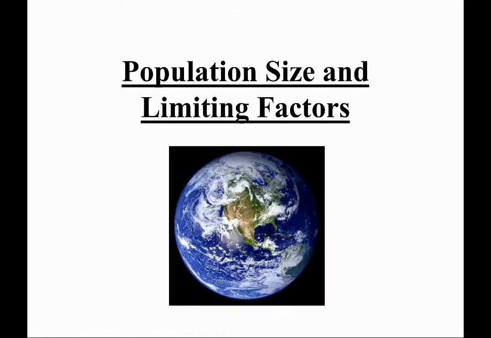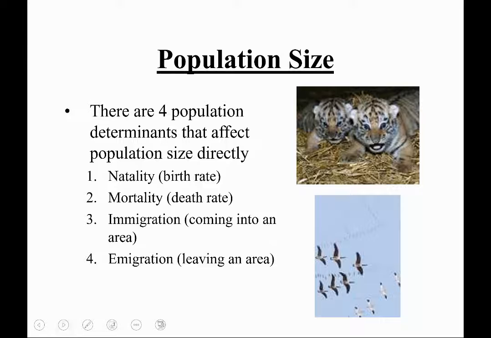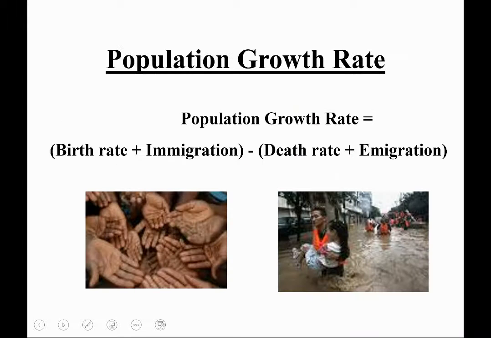So, population size and limiting factors. There are four population determinants that affect population size directly. Natality, that's the number of births, the birth rate. Mortality, that's the number of deaths. Immigration, that means the number of individuals coming into an area. And then emigration, the number of individuals leaving an area. As usual, pause this video if you need to think about any of these.